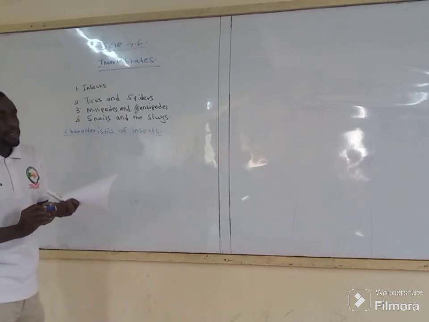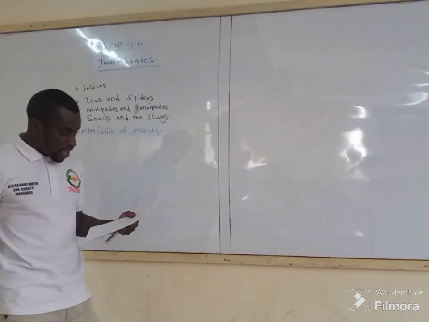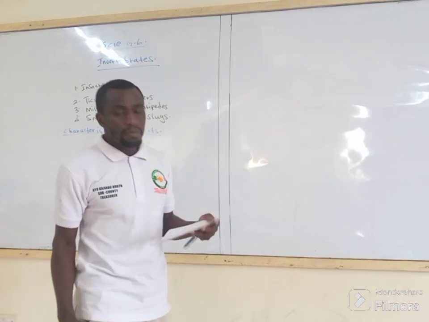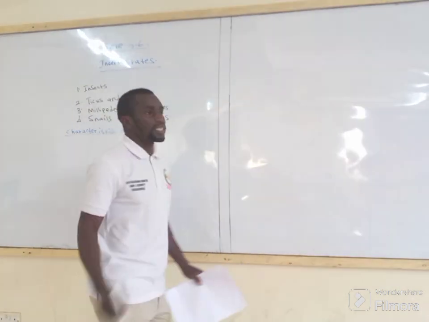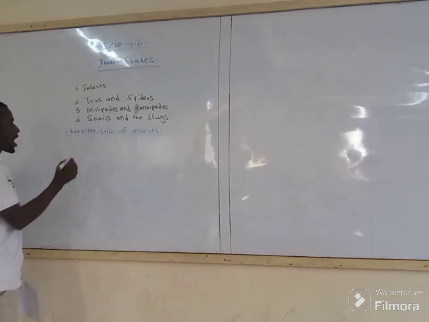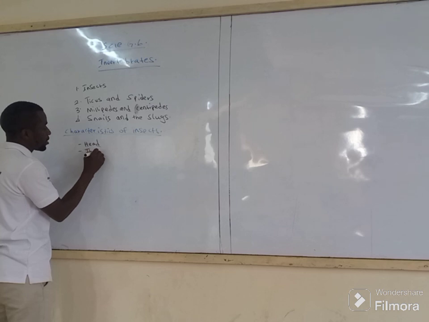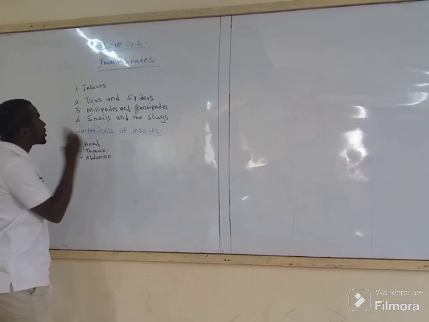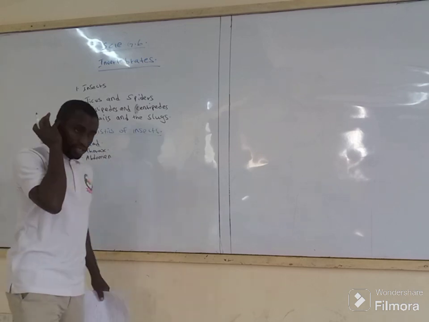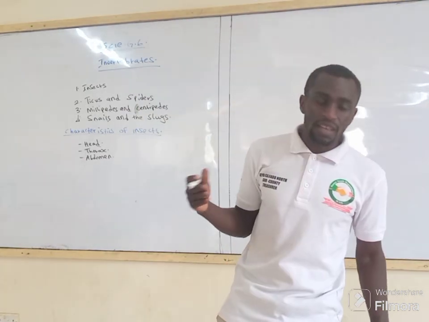Now, the insects have the following characteristics. The first one, their bodies are divided into 3 parts. The 3 parts are the head, the thorax, and the abdomen. So the insect's body is divided into 3 parts: the head, the thorax, and the abdomen.